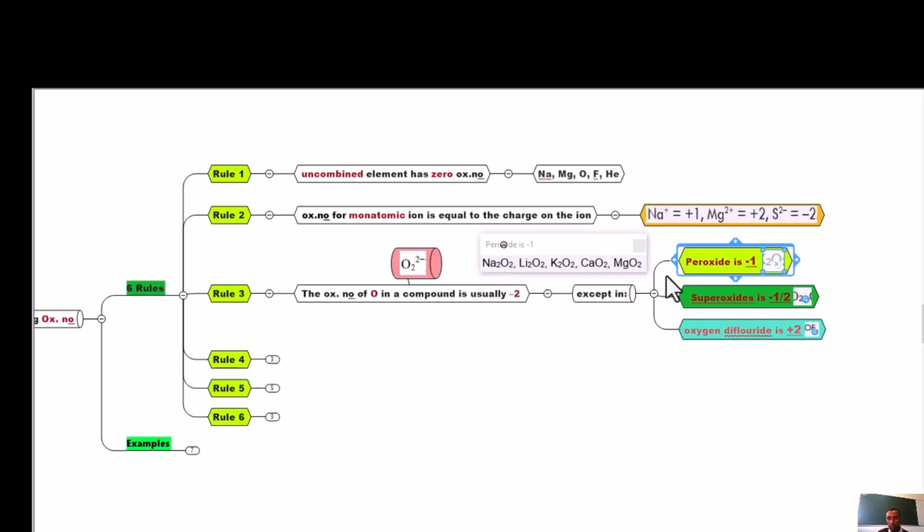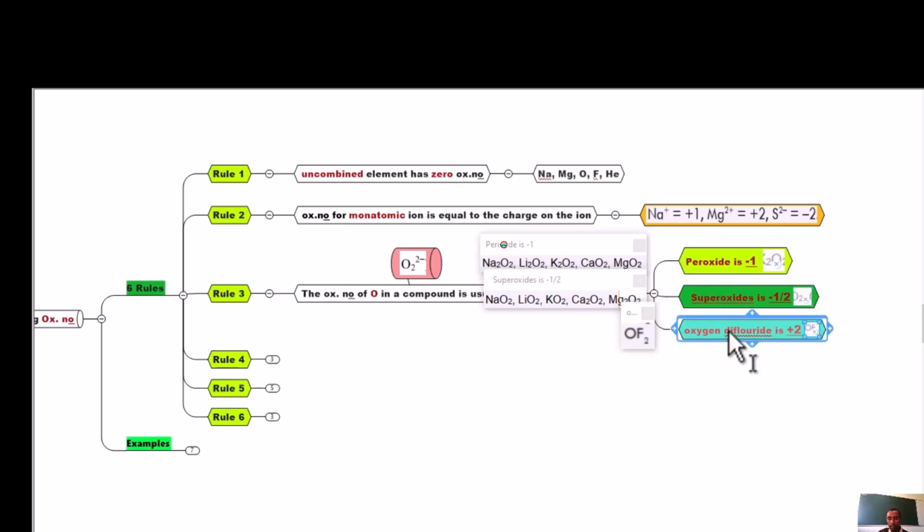2. The oxidation number of oxygen in superoxide is minus 1/2. If you calculate similarly the oxidation number of oxygen in this compound, it will become minus 1/2. The oxidation number of oxygen in oxygen difluoride is plus 2. Similarly, if you calculate the oxidation number of oxygen in this, it will become plus 2. This is the oxidation number of oxygen.